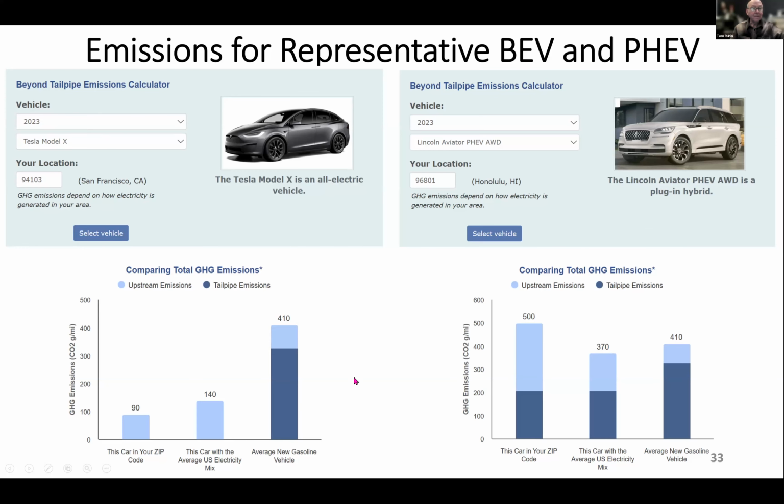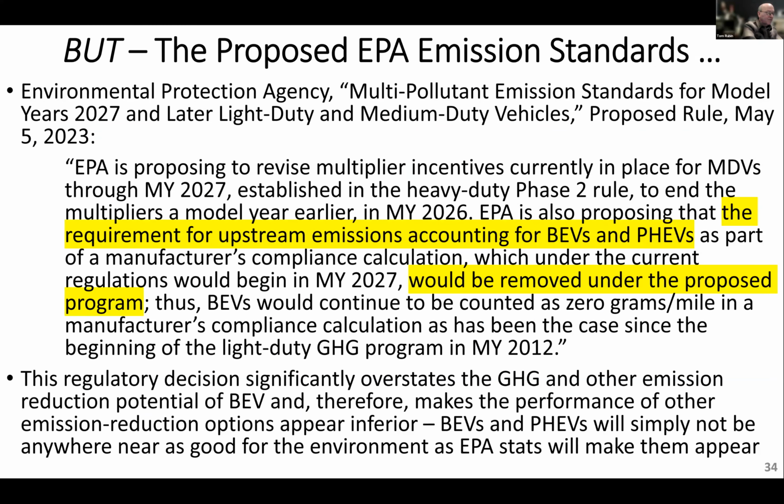Okay. Now, this is something, if anybody has actually heard of this, let me know. Say something in chat. This is the proposed EPA emission standards, the multi-pollutant emission standard for 2027 and later light-duty and medium-duty vehicles. And this is currently out there as a proposed rule. And read what I have in yellow.